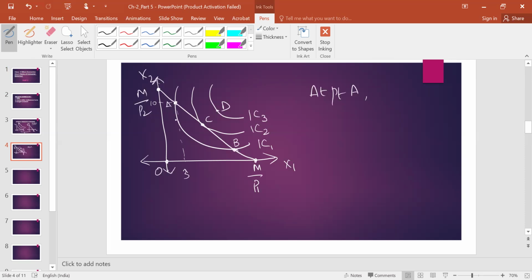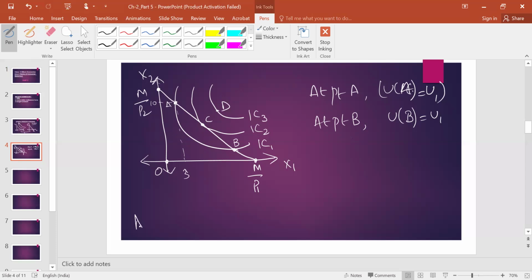And we see that he is getting this level of utility, right? So the utility at A is U1. And at point B, what happened? At point B also, he is spending his entire income, and he is getting the same level of utility because both lie on the same indifference curve, right? So that is also possible. But is there any other better option for him?